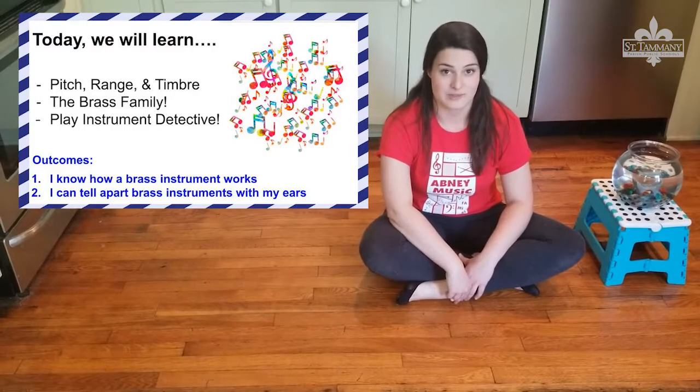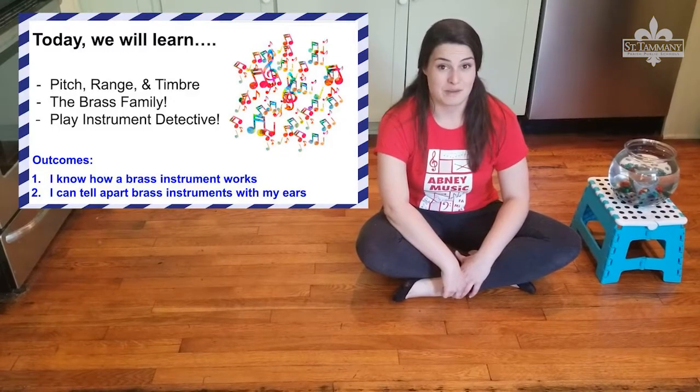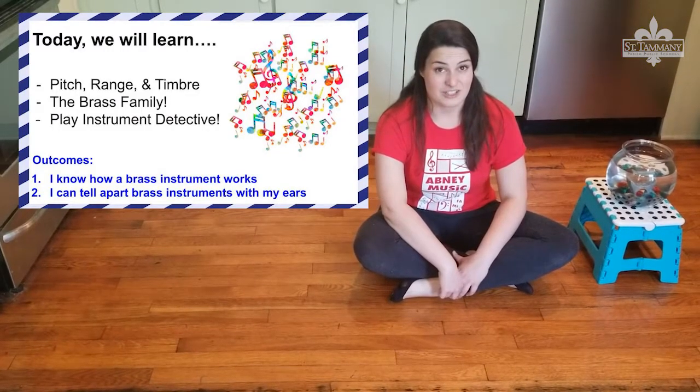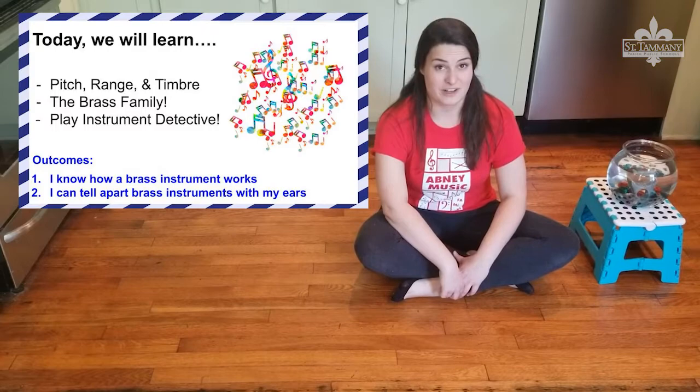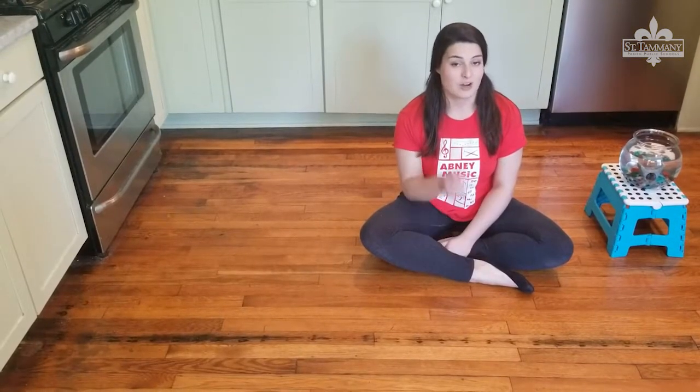Now that you know what a trumpet, trombone, and tuba look and sound like, we're going to play a game called Instrument Detective. For Instrument Detective, you have to listen to the pitch, the range, and the timbre of the instrument to figure out which one is playing. The only supplies you'll need to play this game are your ears.